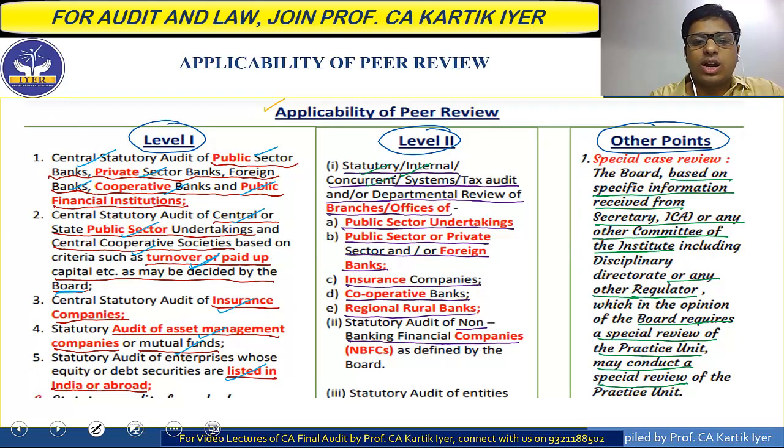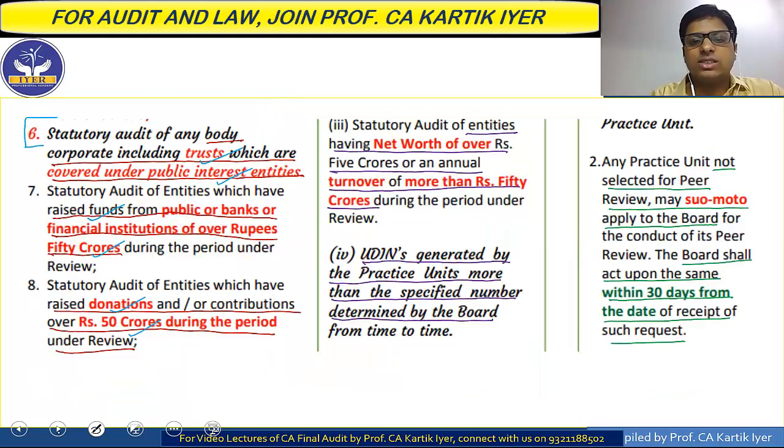Statutory, internal, concurrent systems, tax audit or departmental review of branches or offices of public sector undertakings. See, look at the language. This is the central. Here also we see public sector undertakings. Here also we saw it. But here it was central statutory audit. Here it is of the branches or offices of the public sector undertakings. Okay. Public sector, private sector and foreign banks, insurance companies, cooperative societies, regional rural banks. Statutory audit of NBFC as defined by the board. Statutory audit of entities. So that is the same thing here.